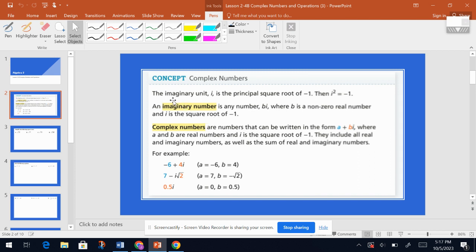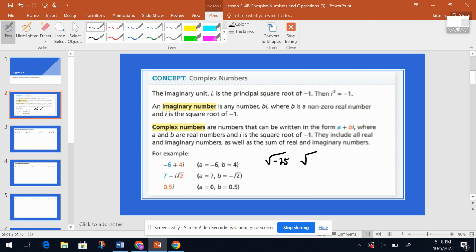Okay, the imaginary unit i is the principal square root of -1. So then we're saying i squared is equal to -1. Basically, an imaginary number is any number bi where b is a non-zero number. What we are doing here is, anytime that we had in Algebra 1 a square root of, like, -25, if I were to put that into the calculator, it would tell me error. Well, now what I am telling you is this fact right here.